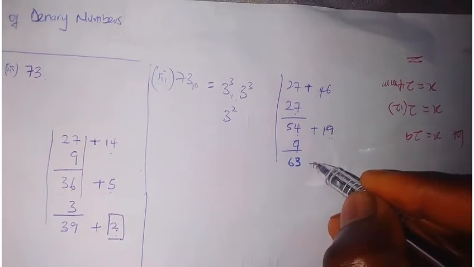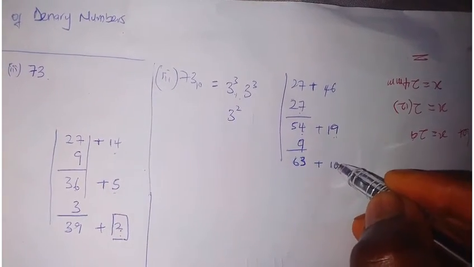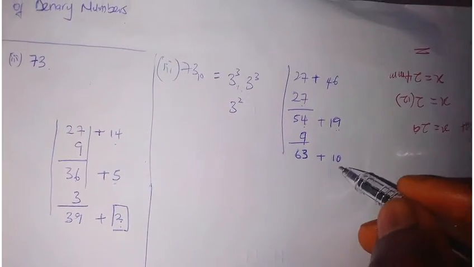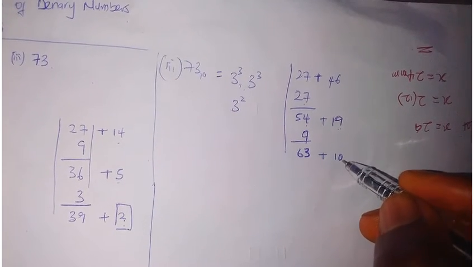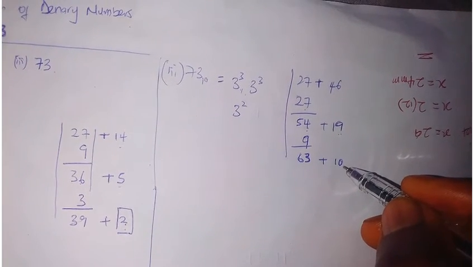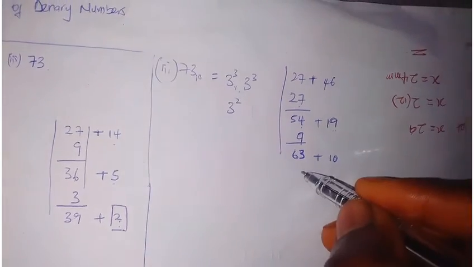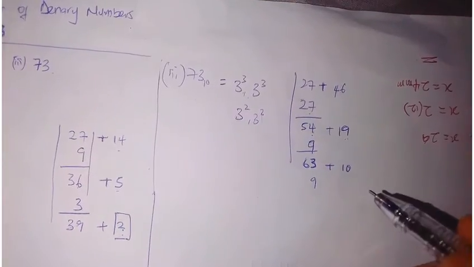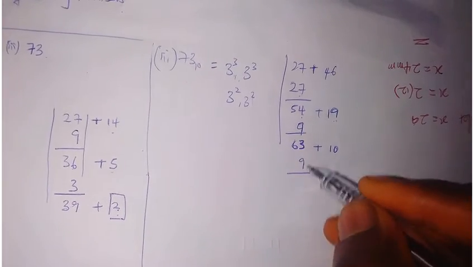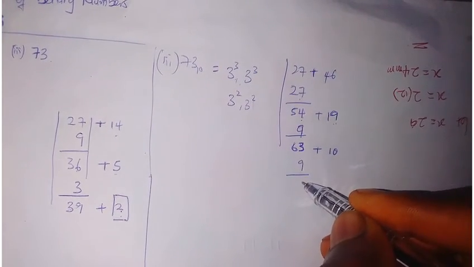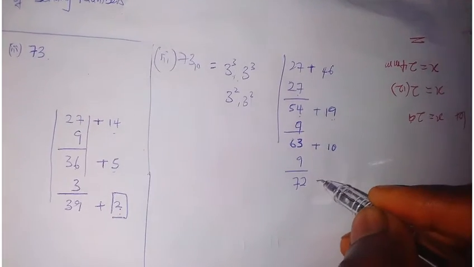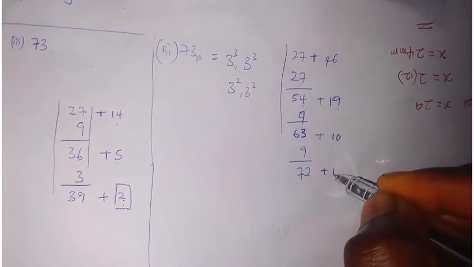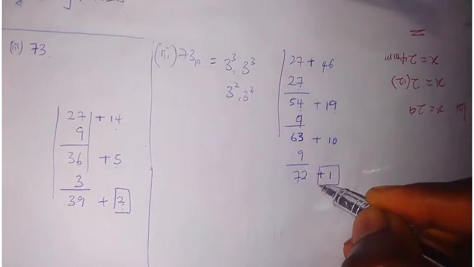Okay, remember 10, I believe, to get 73. Which other 3 raised power do I have in 10? I still have another 3 raised power 2. That's 9. Are we seeing it now? So, what remains? This is 2. Remainder 1, 72, plus what? 1. So this is the final remainder that I have now, plus 1.